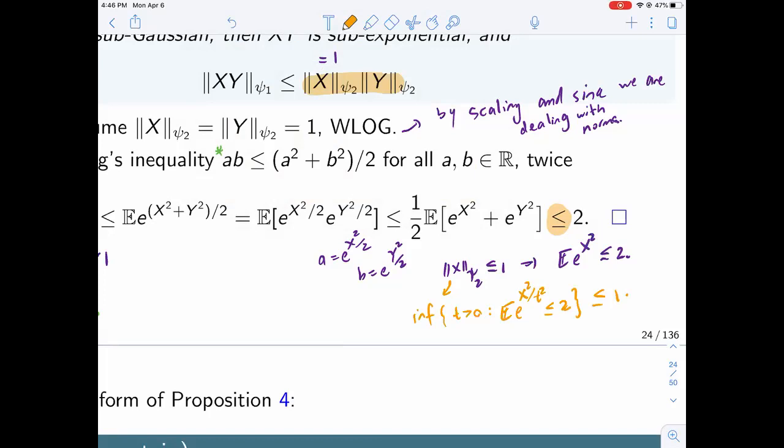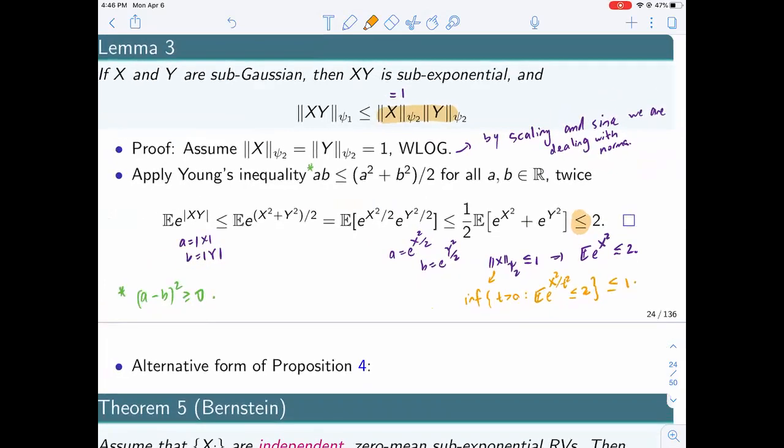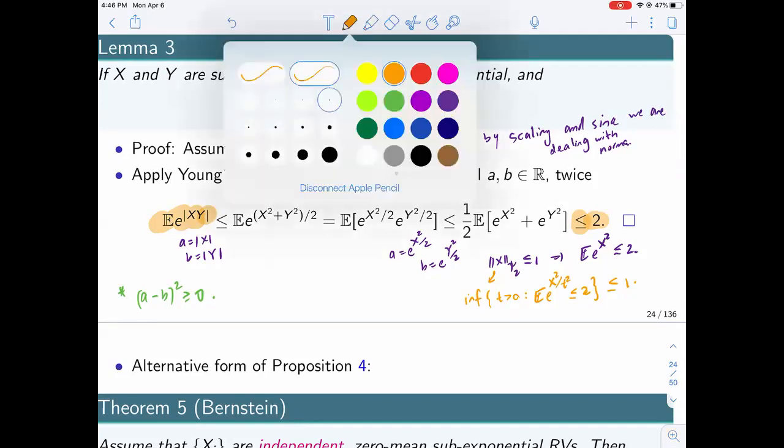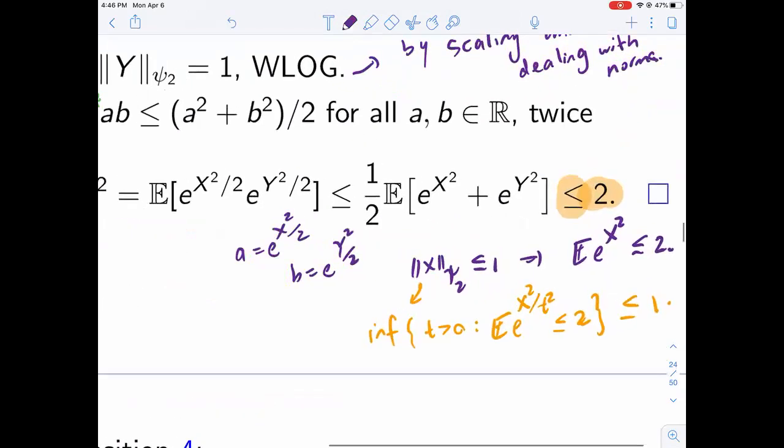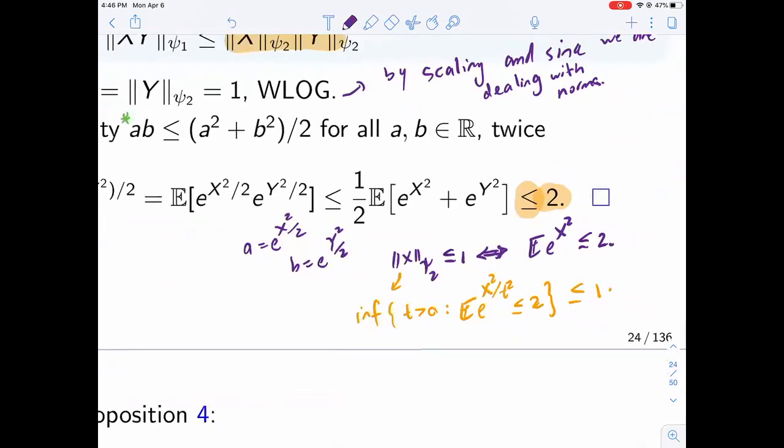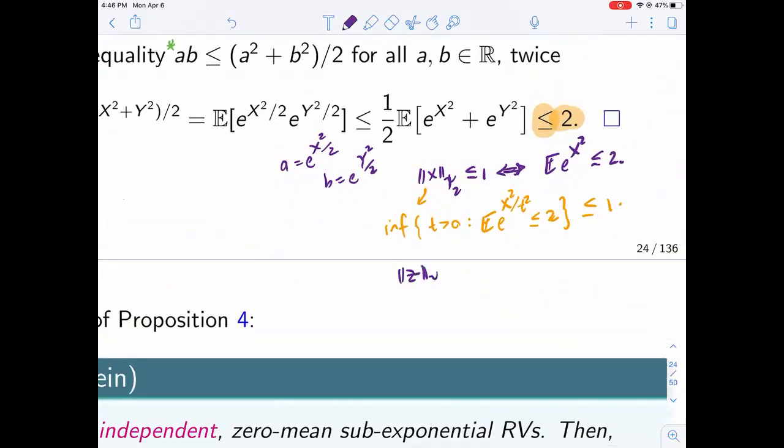So for each one we have an inequality like this, and also for y. So you get both, and the average would be less than 2. And so now we have proven that this is less than or equal to 2. And from this, by the same type of argument, it means by definition that the psi 1 norm of xy is less than 2. In fact, this is similar to this, so I can say this is if and only if. And similarly, I have, let's say, z psi 1 less than or equal to 1 if and only if the expectation of e to the z is less than or equal to 2.